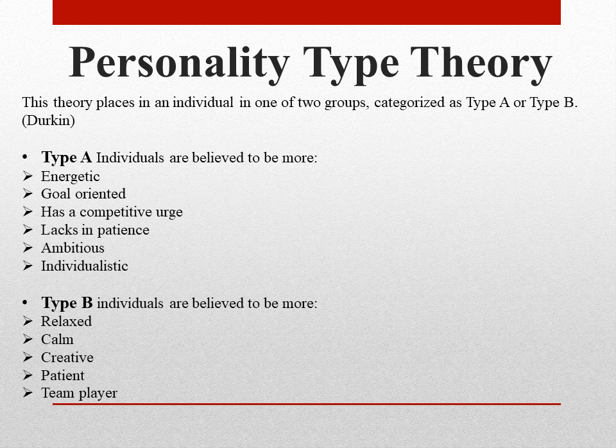The last theory that I will be talking to you about is personality type theory. This theory places an individual in one of two groups, categorized as type A or type B. Type A individuals are believed to be more energetic, goal-oriented, have a competitive urge, lack patience, are very ambitious, and can sometimes be very individualistic. Type B individuals are believed to be more relaxed, calm, creative, patient, and more of a team player.